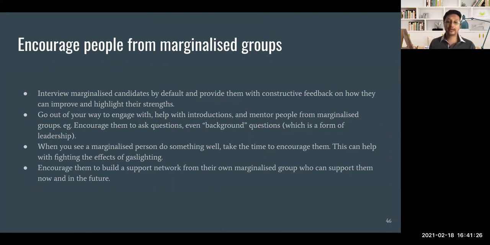Being able to go out of your way to introduce and mentor people from marginalized groups to try and make up for those opportunities they might have lost. This is a really big thing for me: when you see a marginalized person do something well, take the time to encourage them. This can really help with the effects of gaslighting.